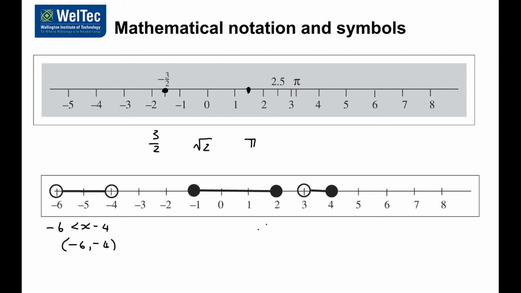If we look in the middle between negative 1 and 2, we can see that we are including negative 1, and we are including 2. So in that case, we'd write it as a closed interval with square brackets on both sides. The third interval between 3 and 4 is open at the 3 end and closed at the 4 end. So that means we don't include 3, but we do include 4. So we can write it open at that end and closed at that end.